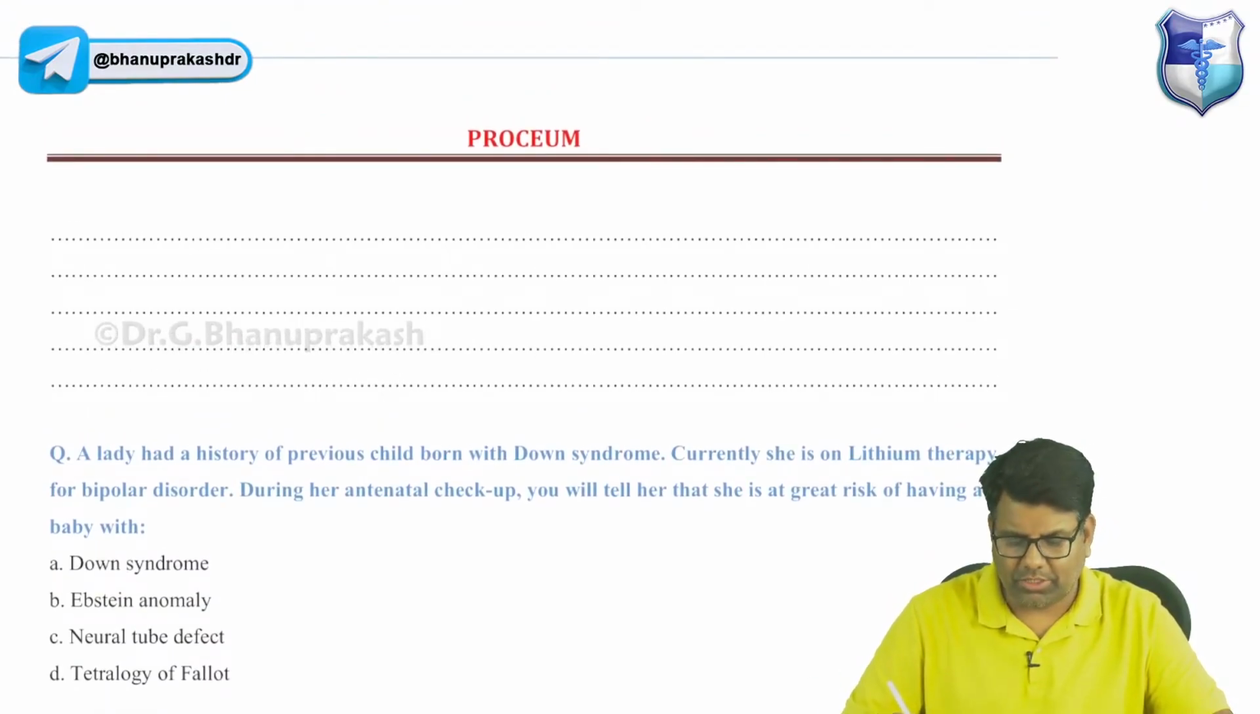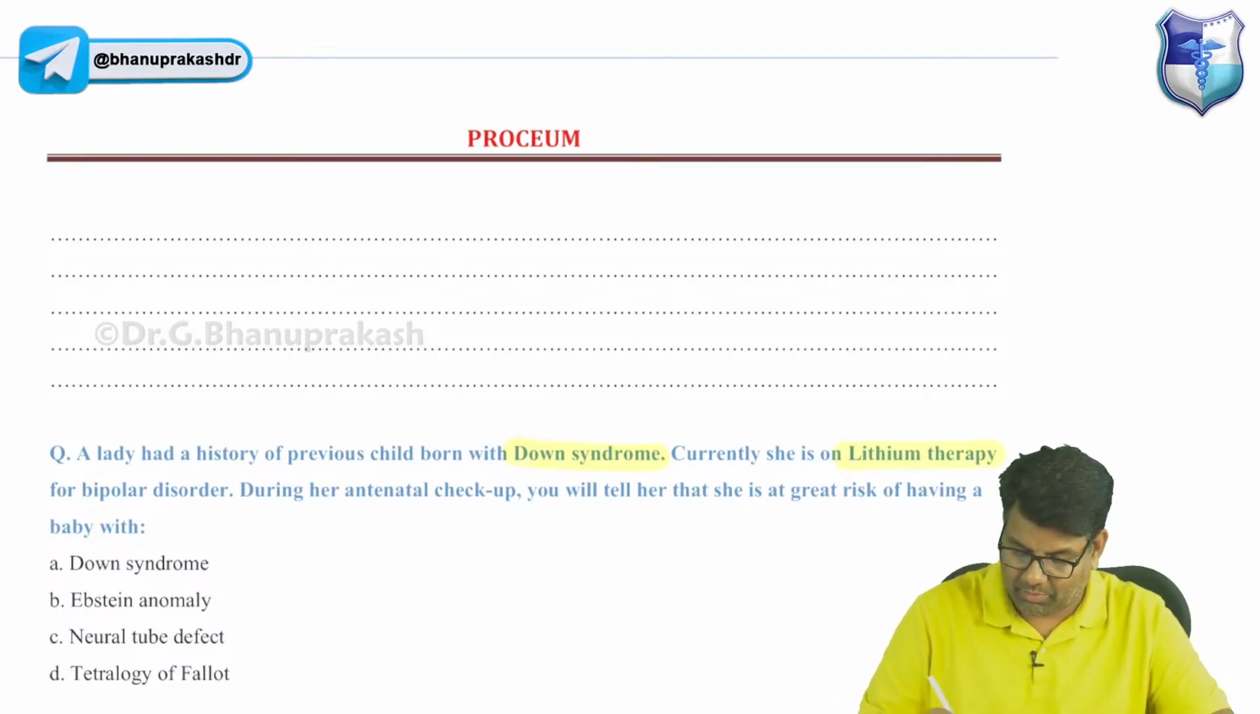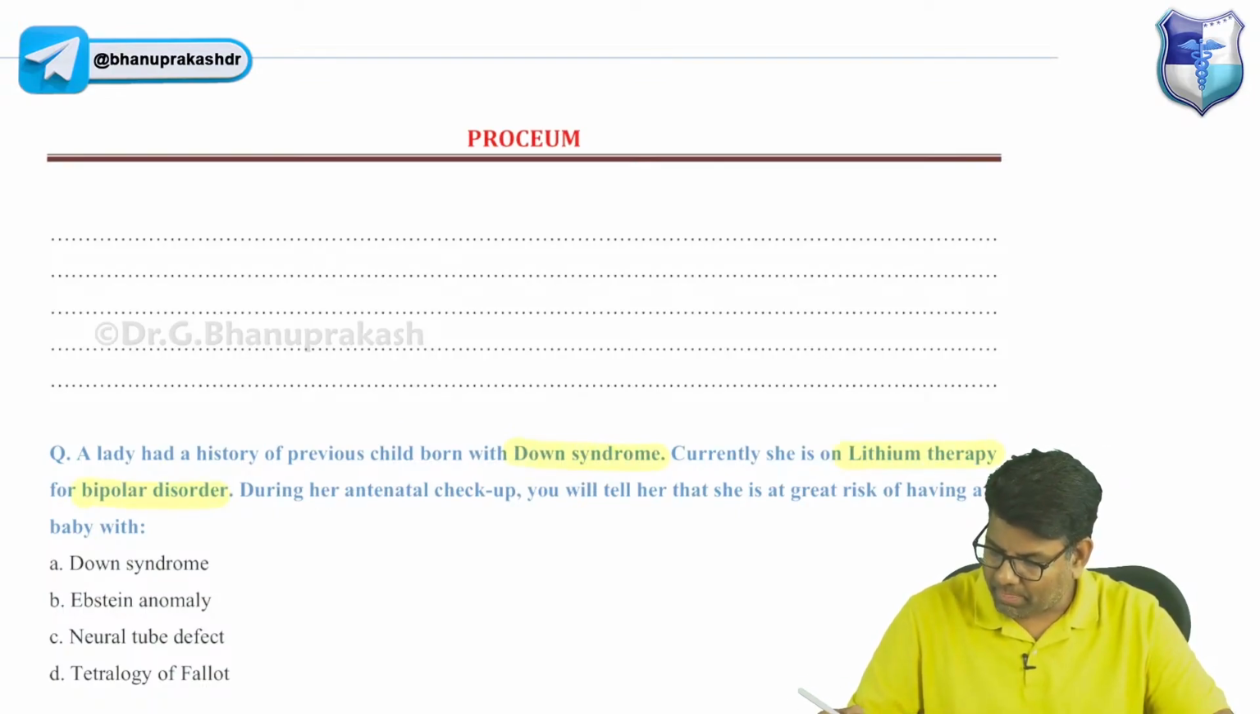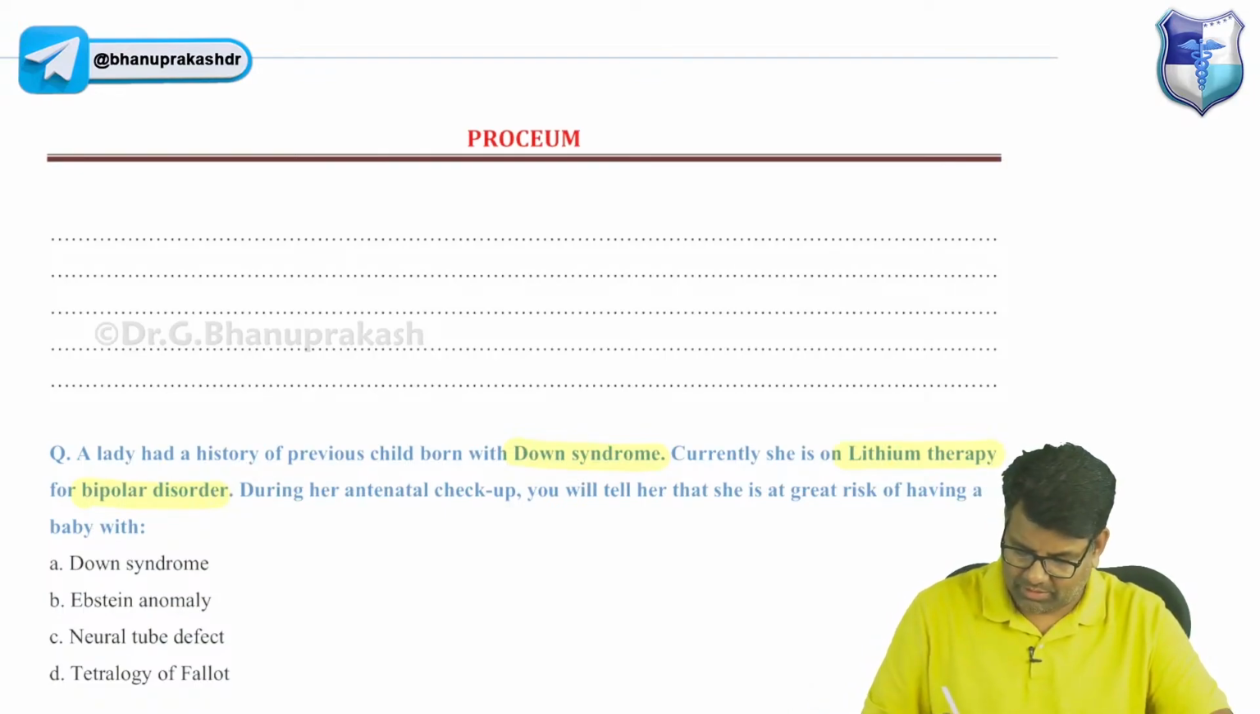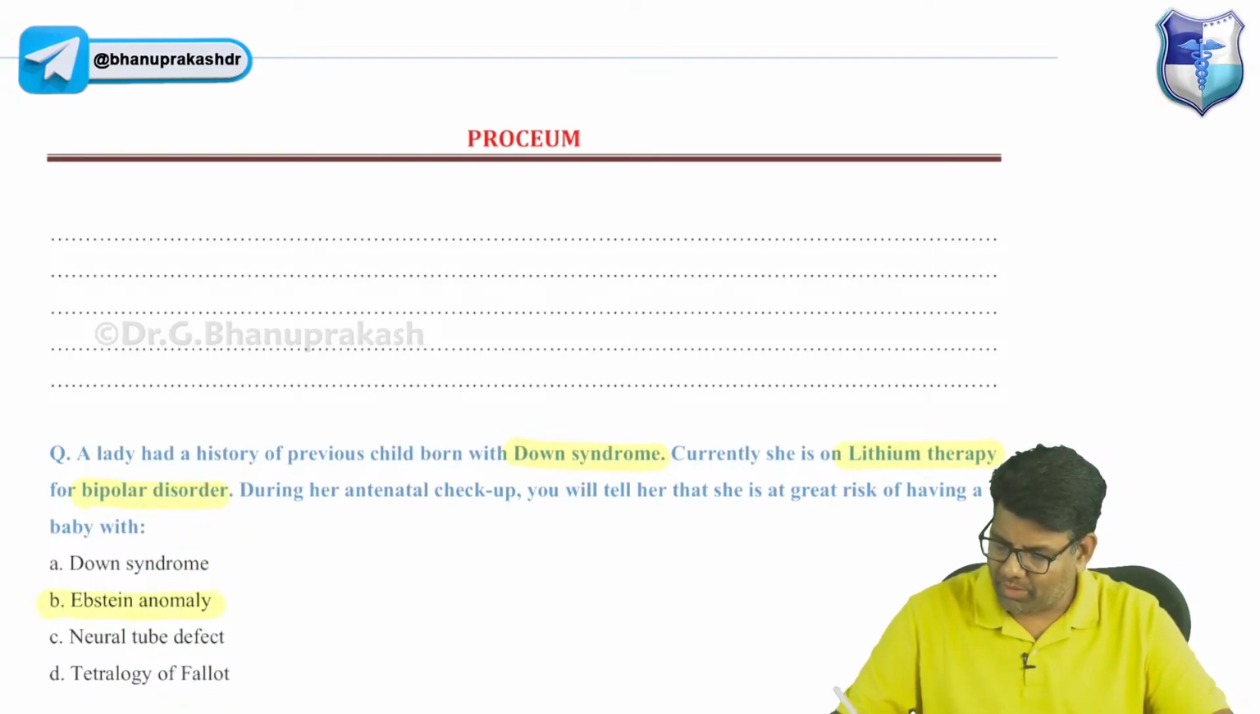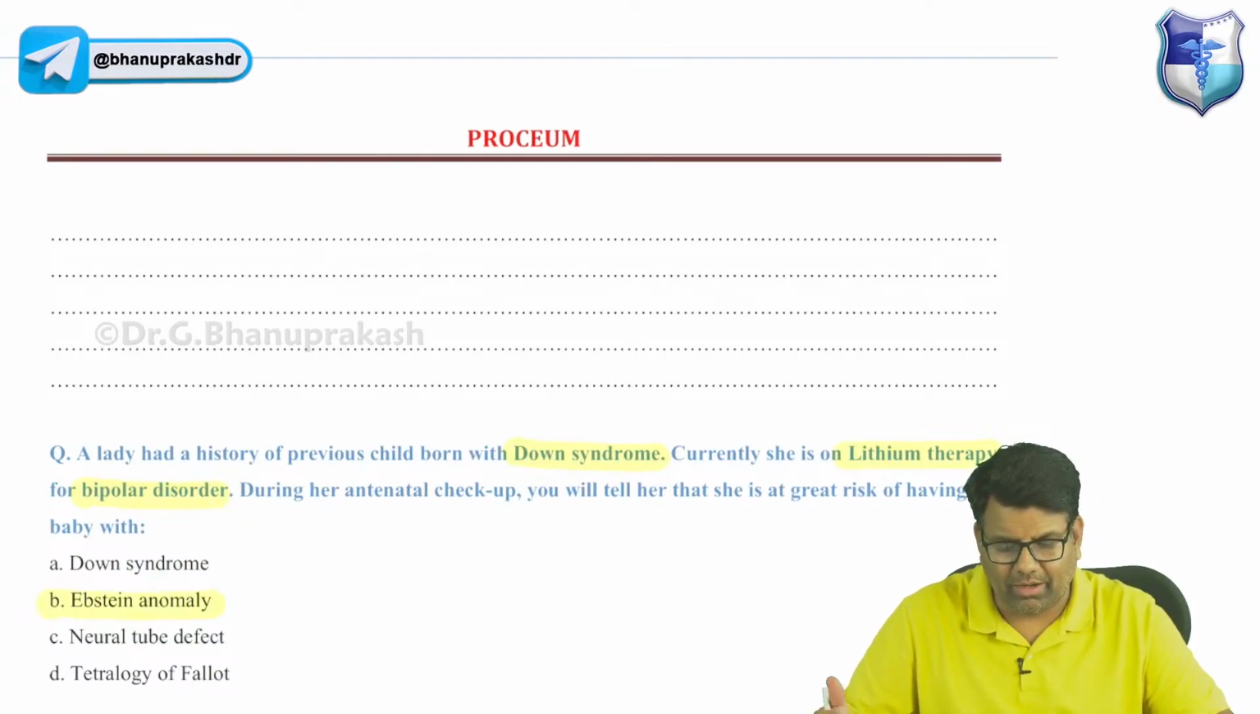A lady has a history of previous delivery of a baby with Down syndrome. Now she has been started on lithium therapy for bipolar disorder. And what problem can occur? Yes, this is Ebstein anomaly. If a pregnant lady is taking lithium, there is possibility of Ebstein anomaly.